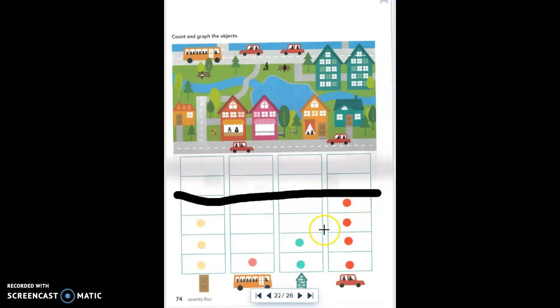I have 2 more cars than houses. If you look at this, I would need to fill in 1, 2 more to have the same number. With buses, I'd have to fill in 3 to get to that same number. So those are my comparisons. More, less, and fewer.